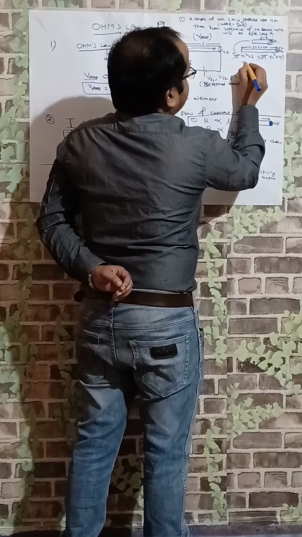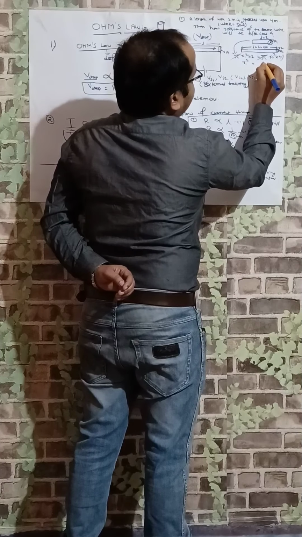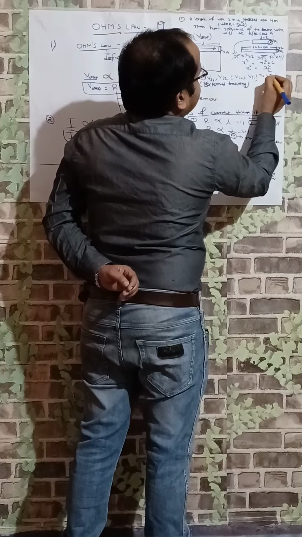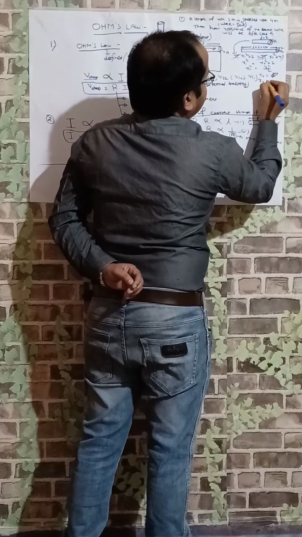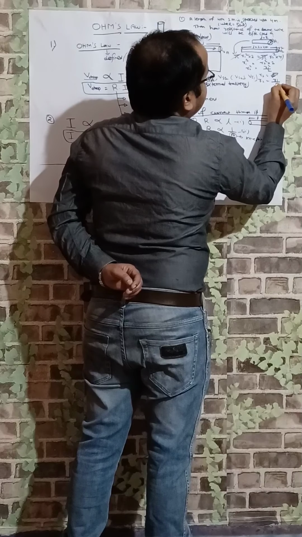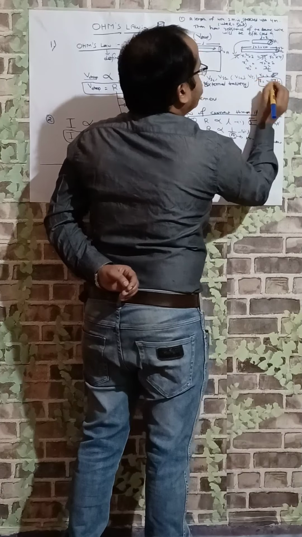So r1 square is equal to r2 square into 2. So r2 square is equal to r1 square by 2. So r2 is equal to root under r1 square by 2, which means r2 is equal to r1 by root 2.